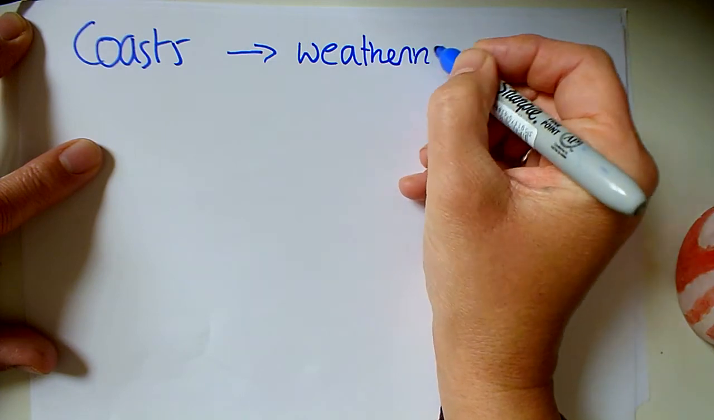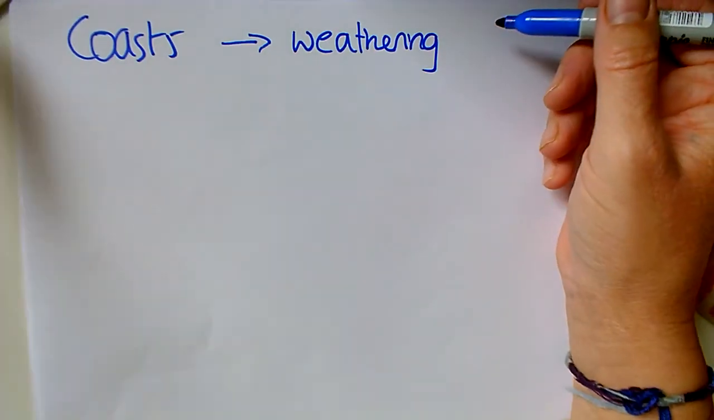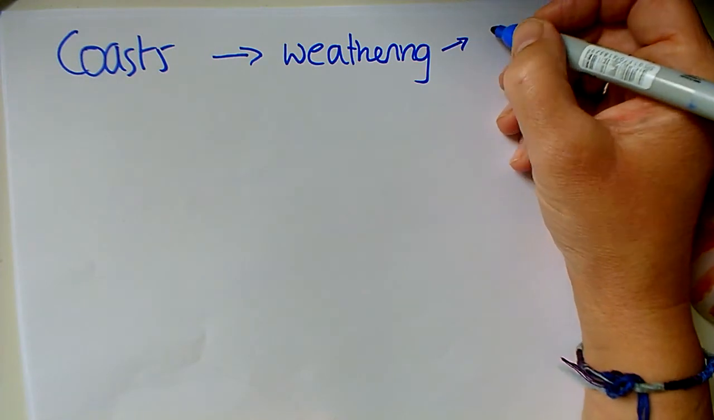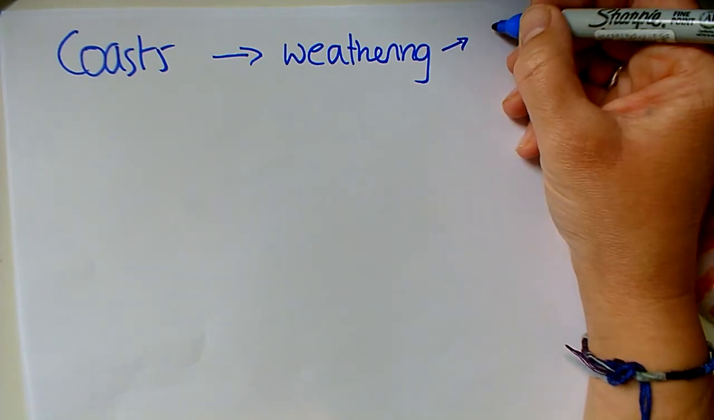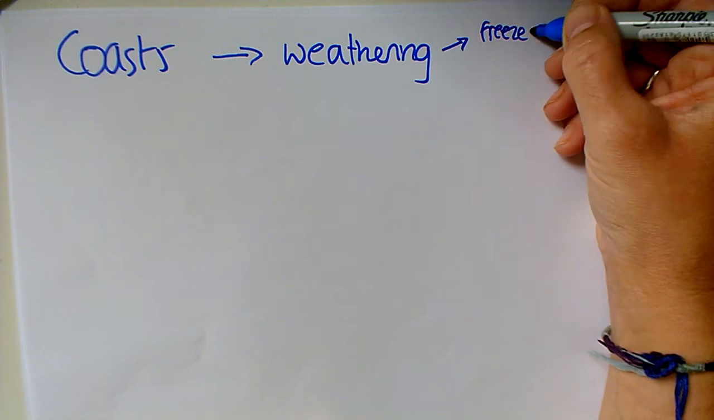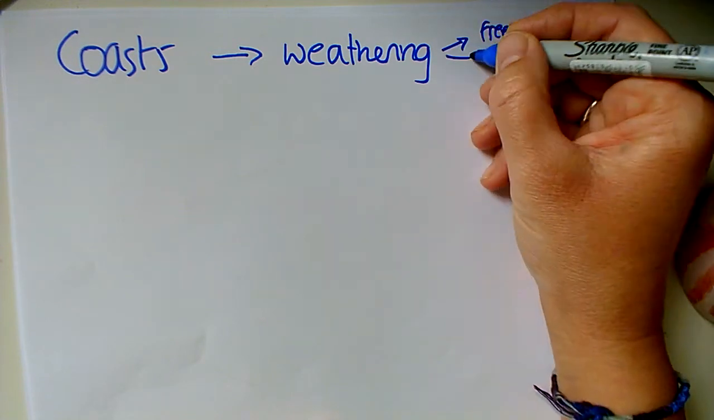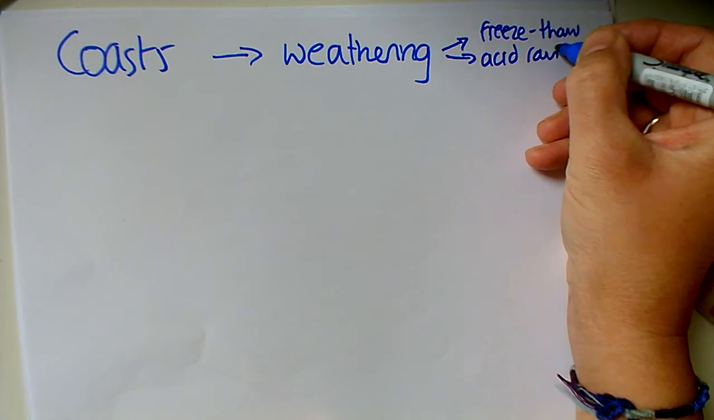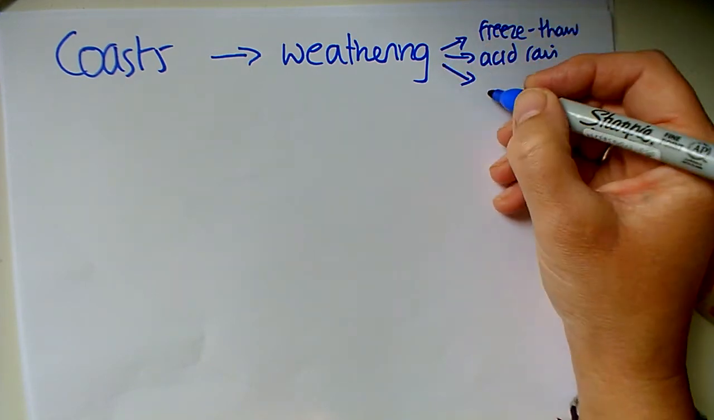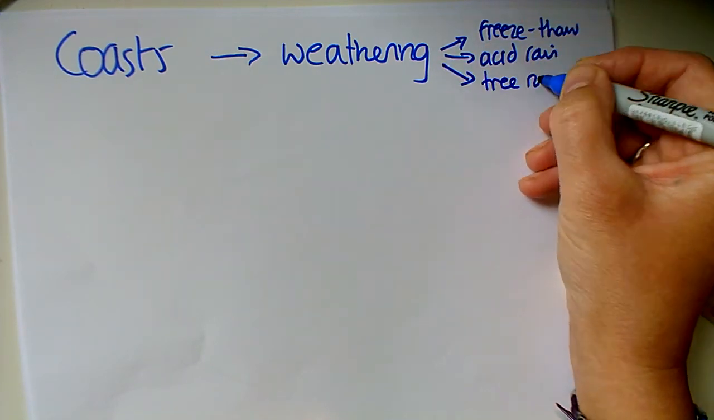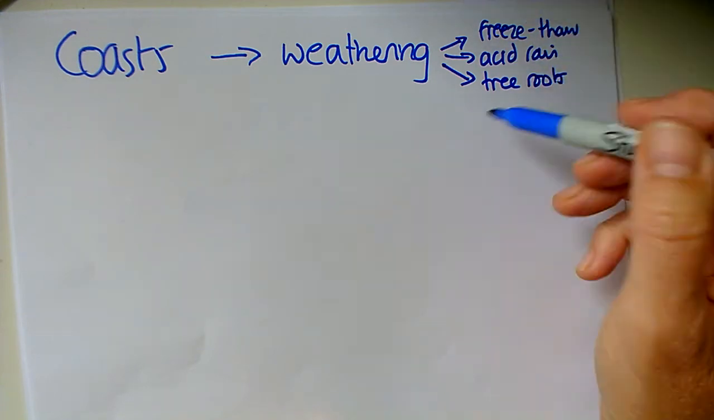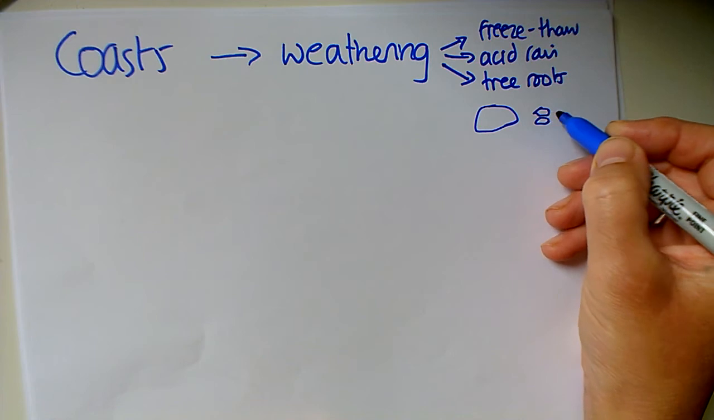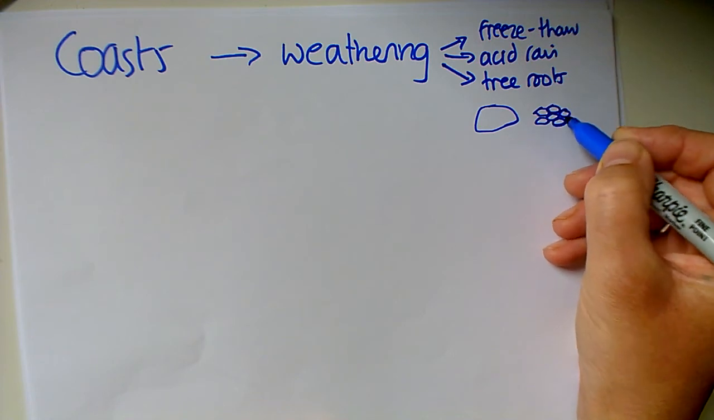Weathering is when rock at the coast is broken up into little pieces, and that can be physical weathering like freeze-thaw action. You learnt about that last lesson. It can be chemical, so it could be acid rain dissolving the rock. It can be biological, so it could be tree roots. What all of those things do is they take a rock and break it up into little bits of rock, but it's all still there.